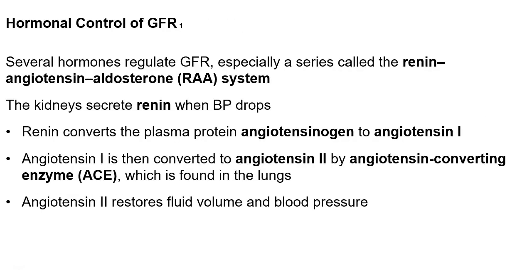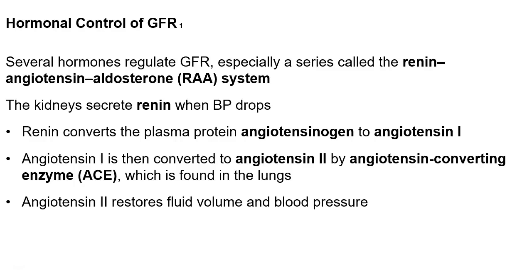Along with that, we also have hormones that can control glomerular filtration rate. One of those is the renin-angiotensin system. So this starts with the production of renin by our kidneys whenever our blood pressure drops. So if your blood pressure gets too low, the kidneys will start to secrete renin.